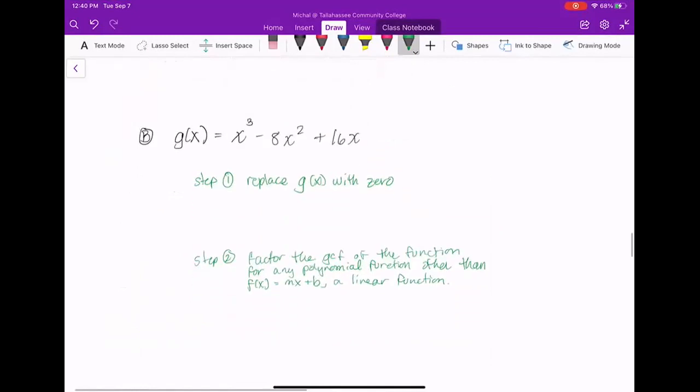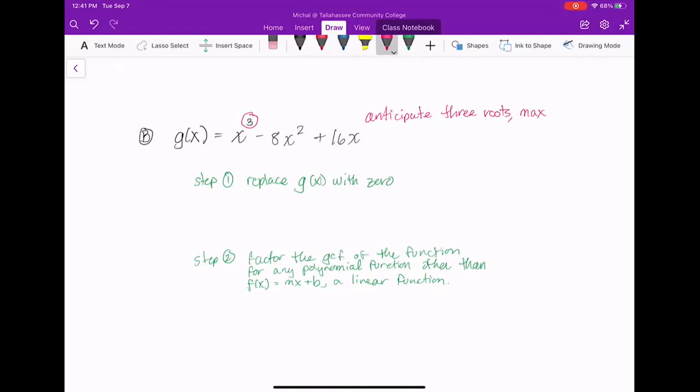The next example that I'm going to do is a little bit more complicated. This is a polynomial equation, and the degree of this equation is 3. That's because the highest exponent on x is a 3, and that means that we can anticipate 3 roots. At the most we can have is 3. We may have fewer than 3, but we will not have more than 3.